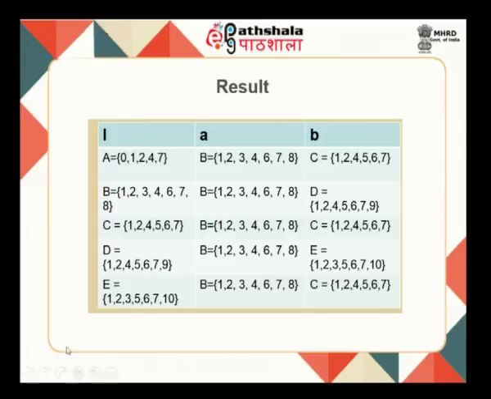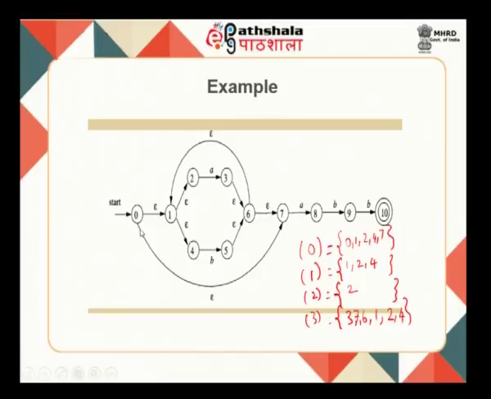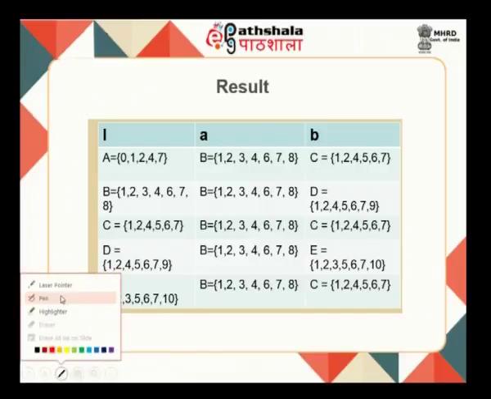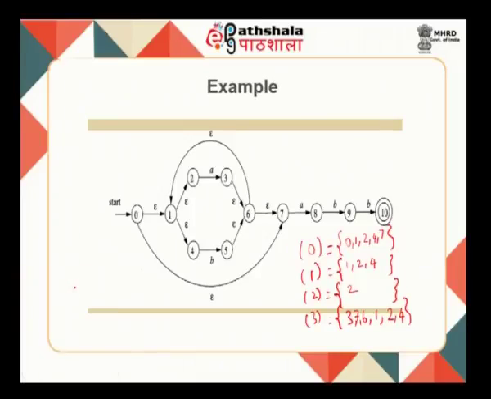Okay, for example, I have 0, 1, 2, 4, 7. Let us just do on A. Okay. So, 0 there is no transition on A, 1 there is no transition on A, 2 there is a transition on A, 4 there is no transition on A, 7 there is a transition on A. So, from 2 it goes to 3 and from 7 it goes to 8.